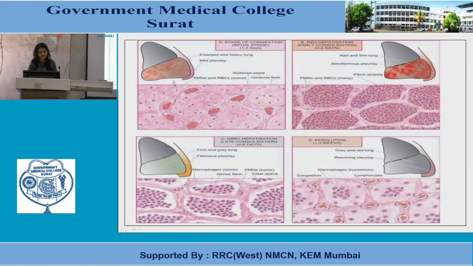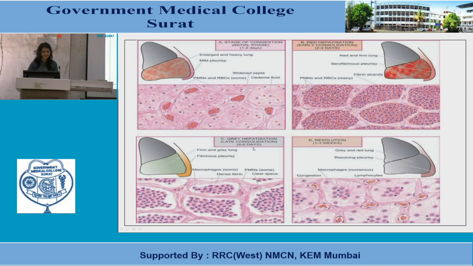This is the stage of congestion, in which we can see the lung is red and congested. Histologically, there is intraalveolar edematous fluid with a large number of bacteria and very few neutrophils, and alveolar septa are congested. Second is the stage of red hepatization, in which we can see the lungs are red, heavy, and having a liver-like, firm consistency. On histological examination, these alveoli are filled with a large number of neutrophils and RBCs.